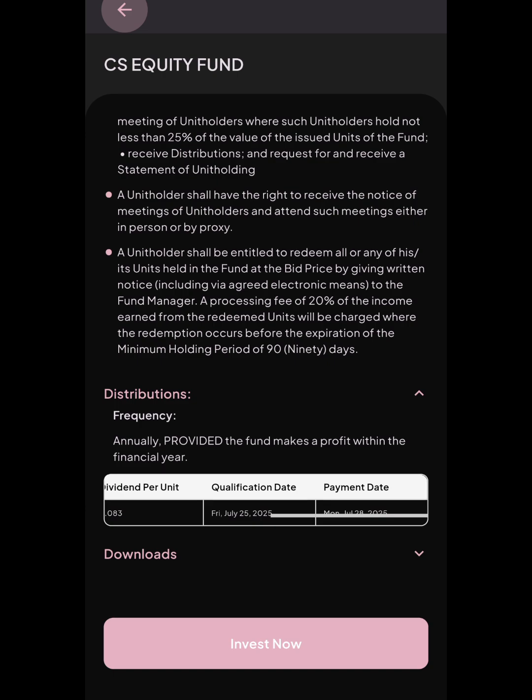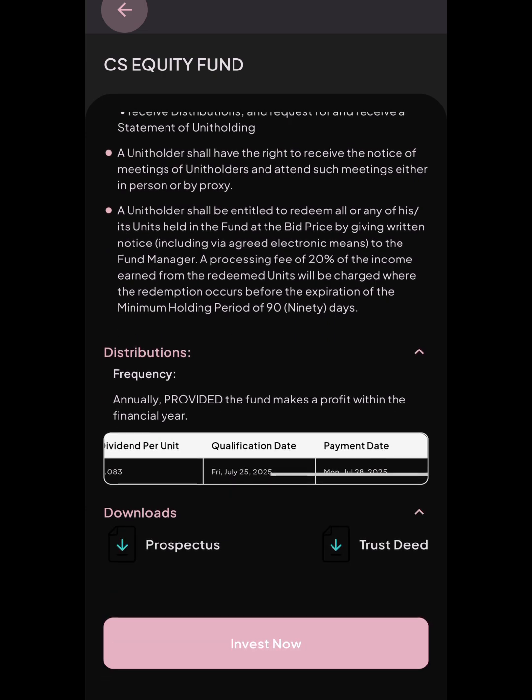Again, because of our time, I can't go through all of this. If you need to download the prospectus and the trust deed, you can download them and read them here. What is the trust deed? A trust deed is basically a legal agreement that creates the mutual fund, between the fund manager and the people who protect the investors' interest and all of that.